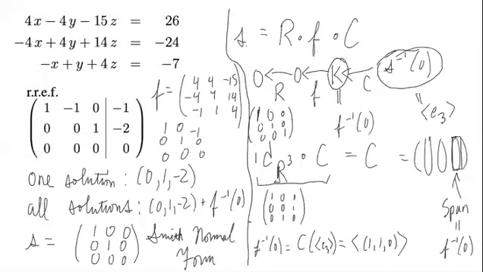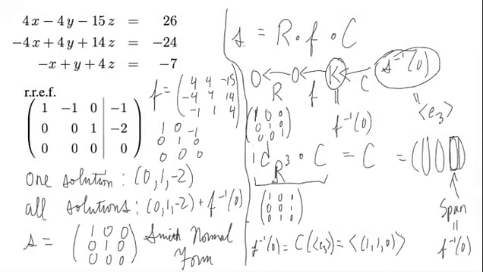This is part two to an example of solving a system of equations. In part one, we found one solution by looking at the reduced row echelon form. Now, in this part, we will find all solutions.